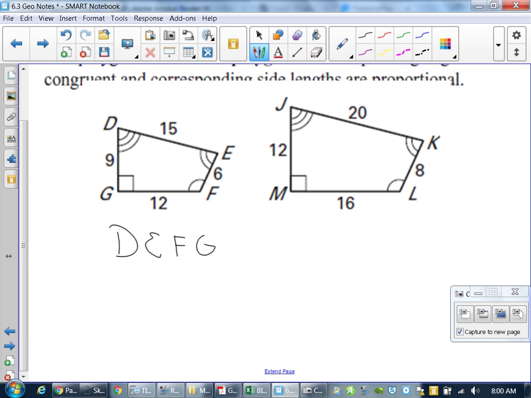J has 3, K has 2. Do they have the same angles, L, in the same order, and then M? Yes. We want to keep them in the same order because that's following the tick marks, just like we did with triangles. Are the angles congruent though? That's the first step. You label out with the angles. Angles have to be congruent. What we're checking here is whether or not something is similar. The symbol that we use for similarity is a squiggly.